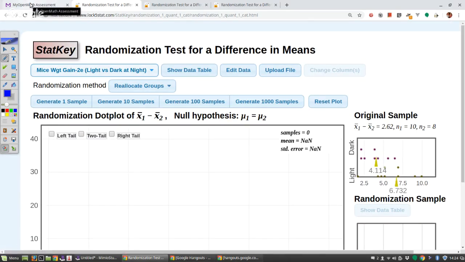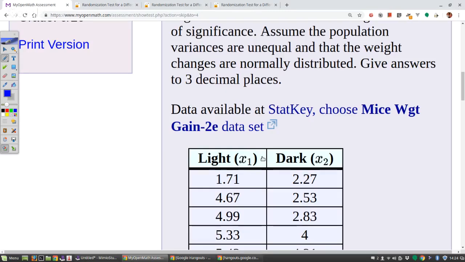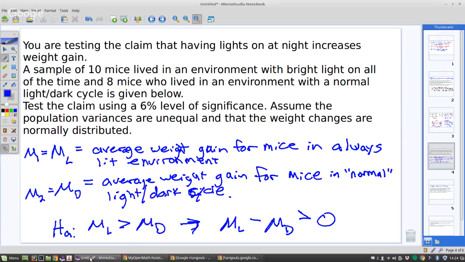All right, so again, the hard part there, or the first hard part, was deciding what the hypotheses were. And so we're going to do a light is greater than dark. We're going to do a right tail test on that. All right, so let's look at another one.